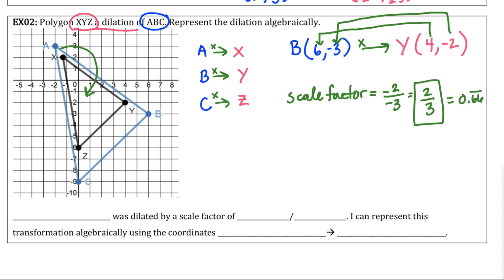0.66 repeating. XYZ is the new one. This was the original one. It was multiplied by, I'm going to put 0.66 repeating this time. We didn't even use that one. I guess they're all the same, right?